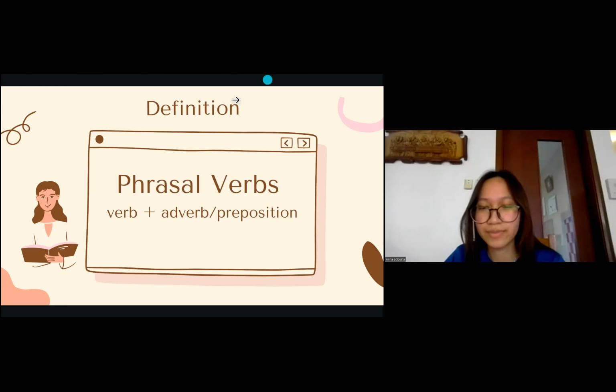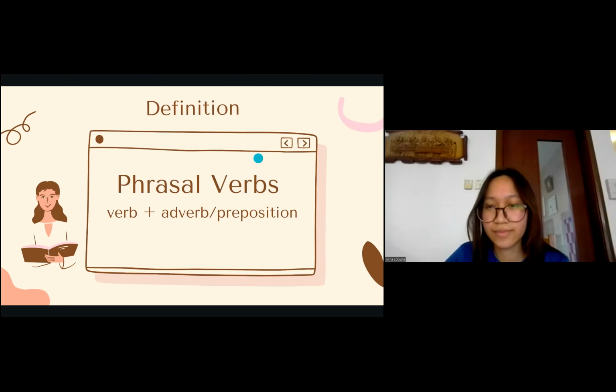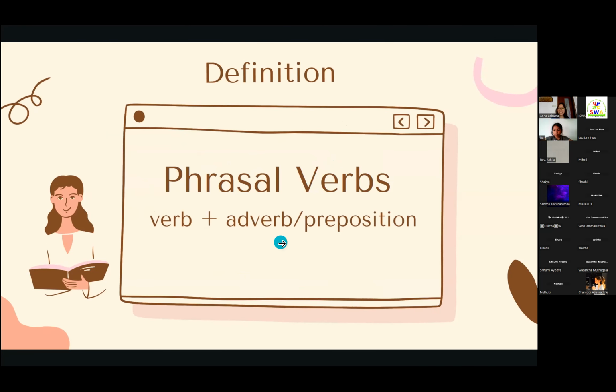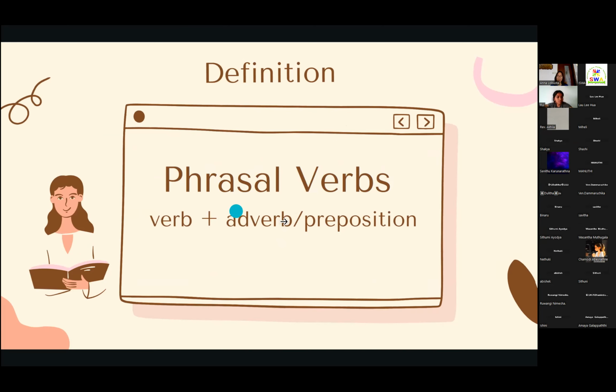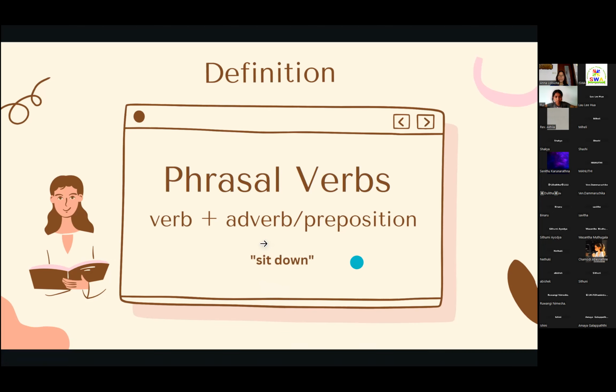A preposition is a place where a thing is. Yeah, correct. If the rest of you didn't catch that, an adverb is a word that describes a verb, and prepositions are words like in, at, to, all those words. There's a lot. Look at this example, sit down. Your verb over here is sit, and the preposition is down. So this whole term, sit down, is an example of a phrasal verb.